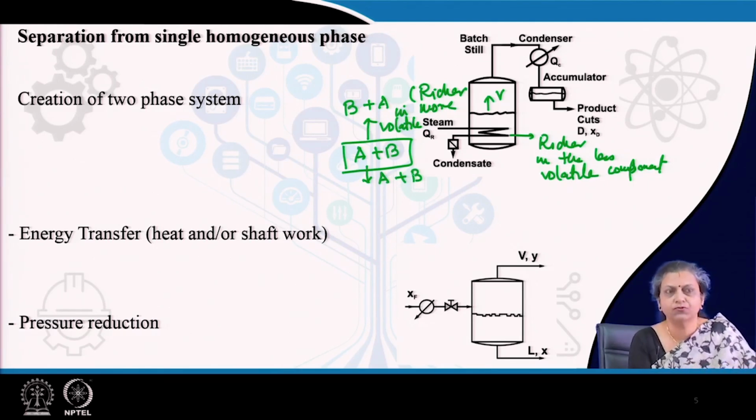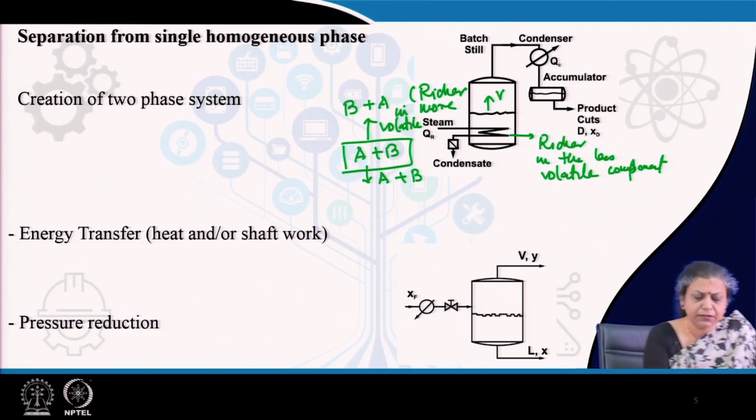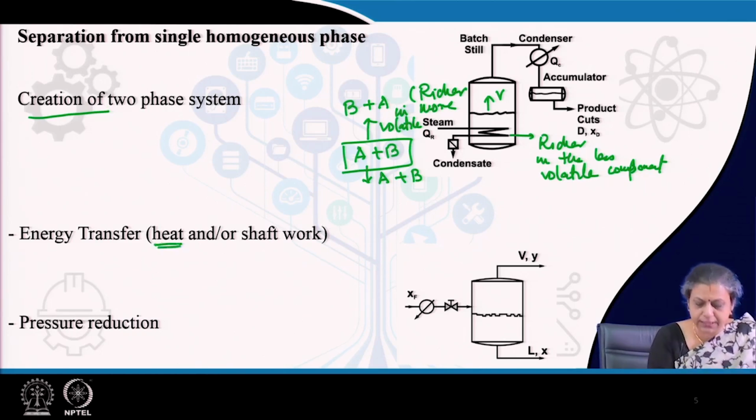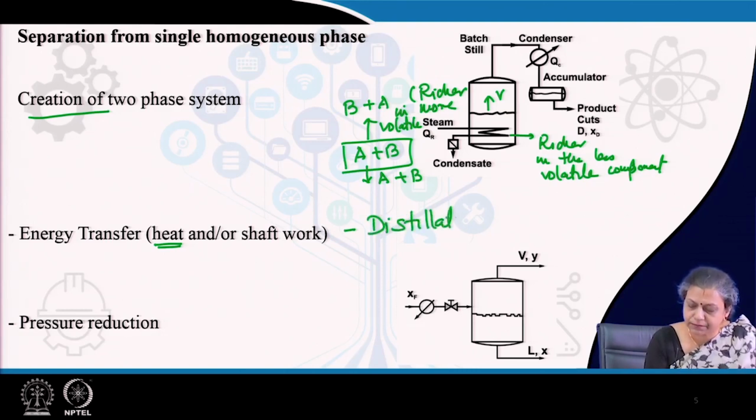Same thing we can also do by partially condensing a vapor feed. If we condense a vapor feed partially, then naturally what we get? We get the liquid which is richer in the less volatile component, and the more volatile components remain in the vapor phase. So, the creation of two phases can be achieved, and it is achieved most conventionally in industrial systems by majorly heat transfer. It may or may not be accompanied by shaft work, and this process is known as distillation.